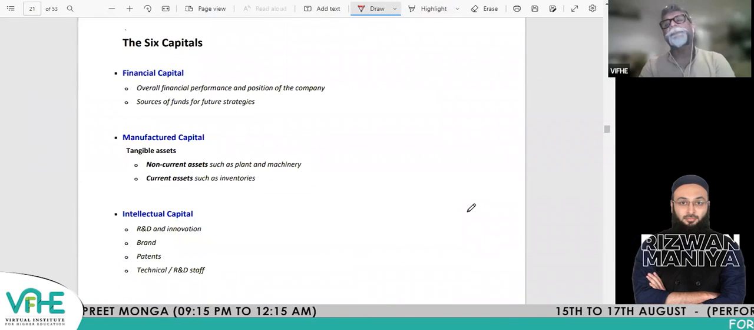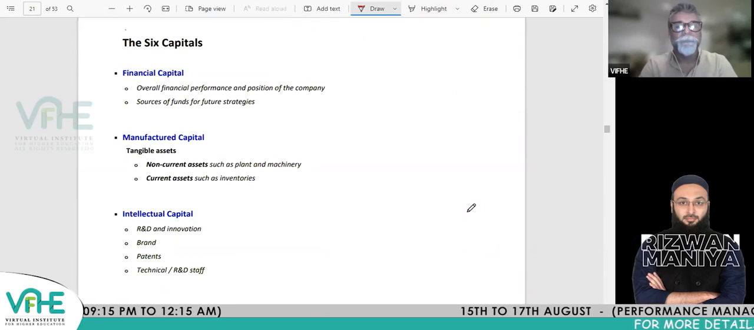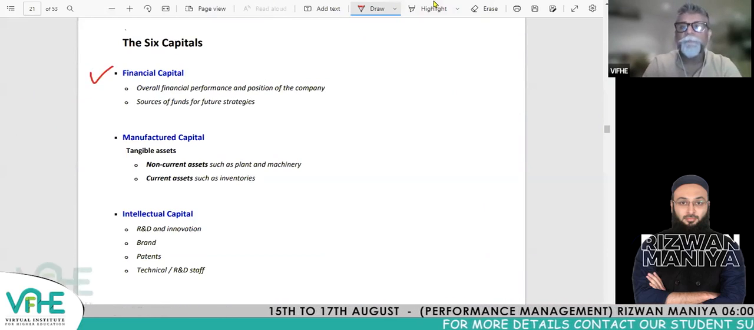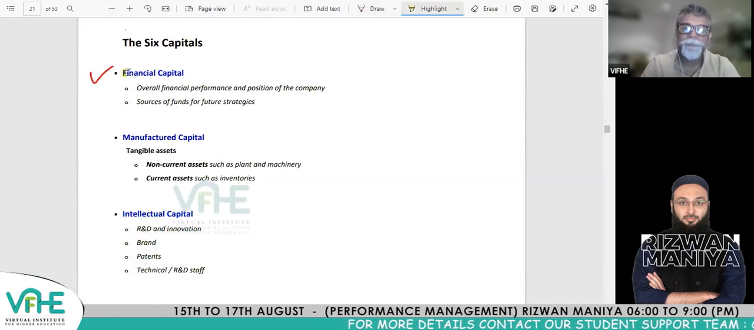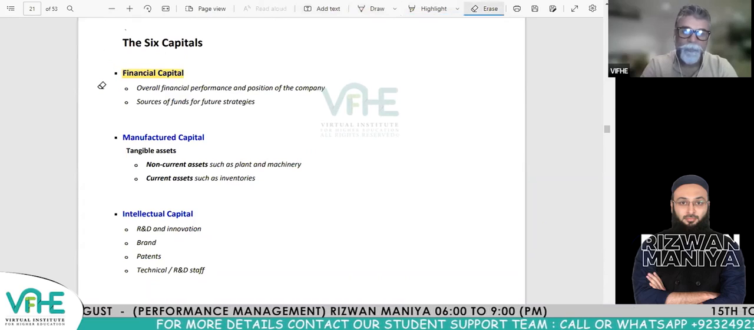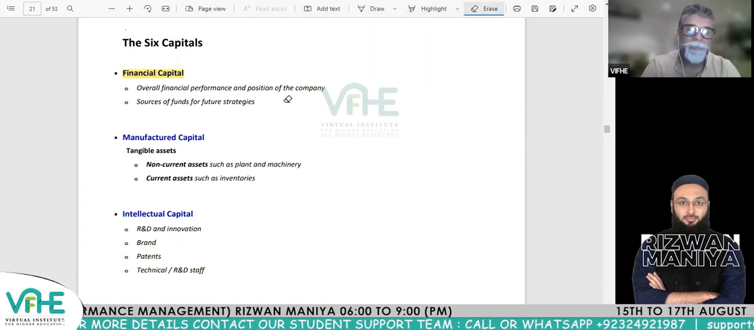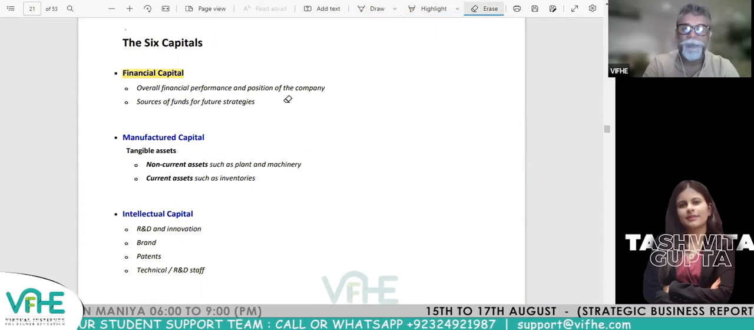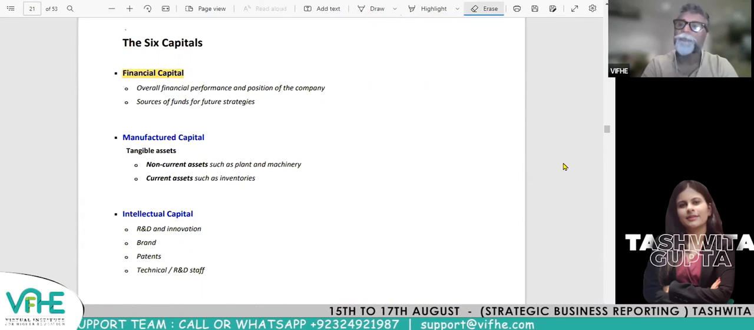So what are those 6 capitals? The first one is financial capital. So obviously in an IR, there will be some basic financial information provided: P&L or balance sheet and future sources of funds, how the company is performing financially, some ratios, basic.